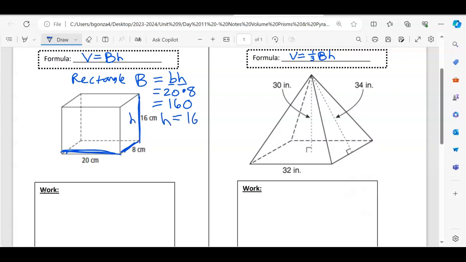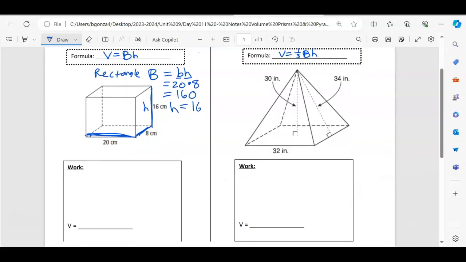Now, the h of the volume formula is the height of the whole prism, which is 16. Okay? Now, big B is 160, h is 16. Very easy. You just multiply B times h, right, for the volume. So V equals big BH. So it's going to be 160 times 16.